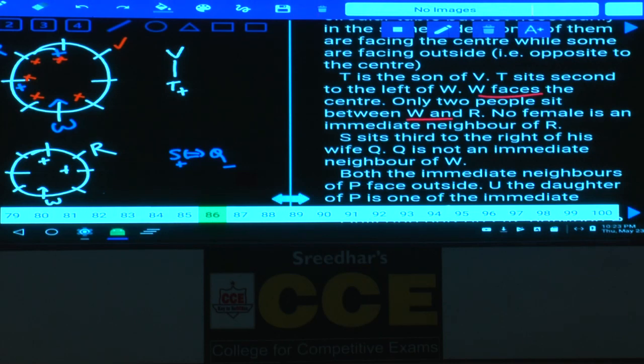Because Q is a female, Q cannot be here. Hence places 1, 2, 3, 4, 5 and 6, these 6 places are ruled out for Q. Now tell me, can Q be at this place or not?